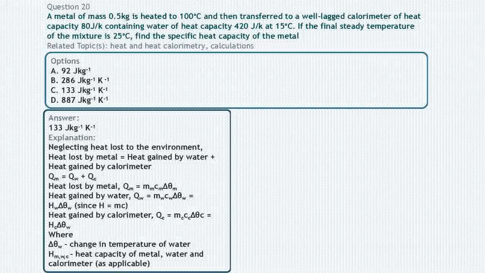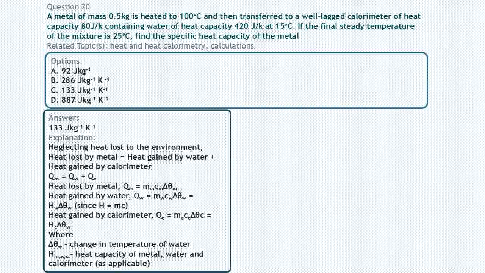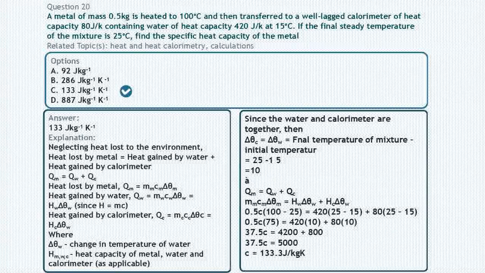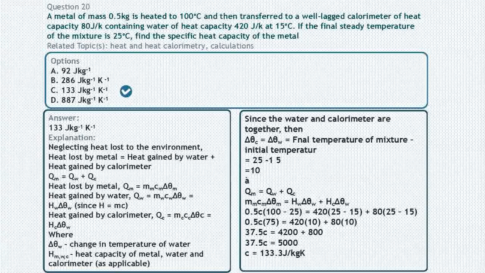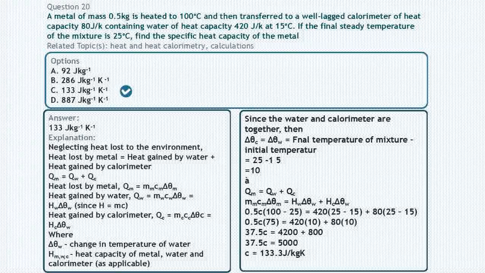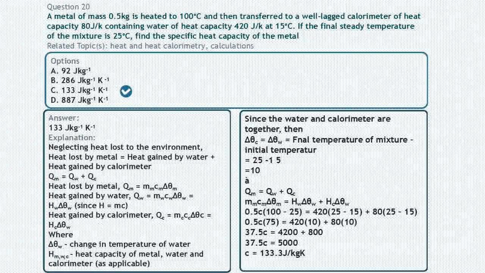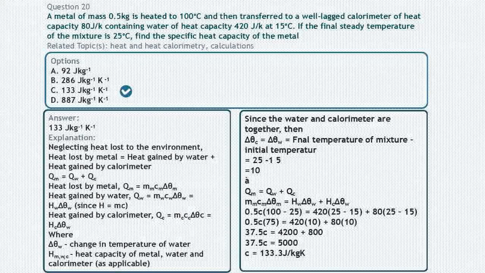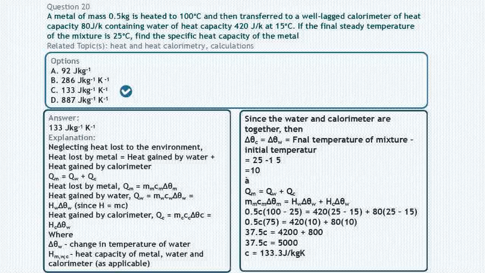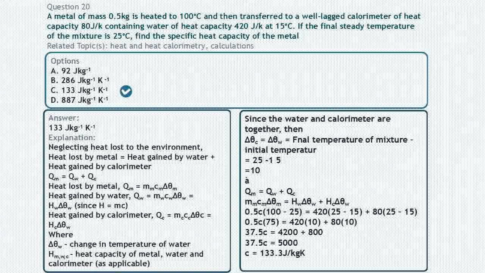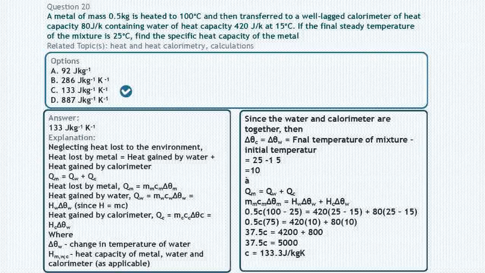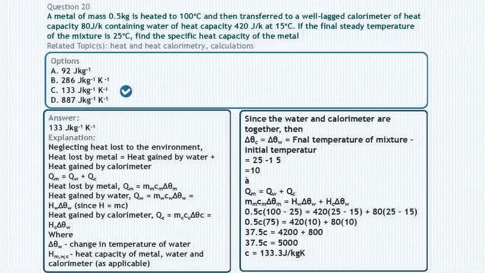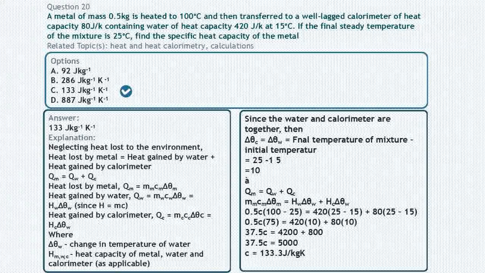Now what h denotes is heat capacity. So hm will mean the heat capacity of the metal, hw of the water, hc of the calorimeter. Since the water and the calorimeter are together, they are going to experience the same temperature change. We assume that in the beginning they were in thermal equilibrium, so the final temperature of the mixture, which is 25, minus the initial temperature of the water, which is 15. So you have 25 minus 15, and that is 10. That means that the change in temperature of the water and calorimeter is 10.